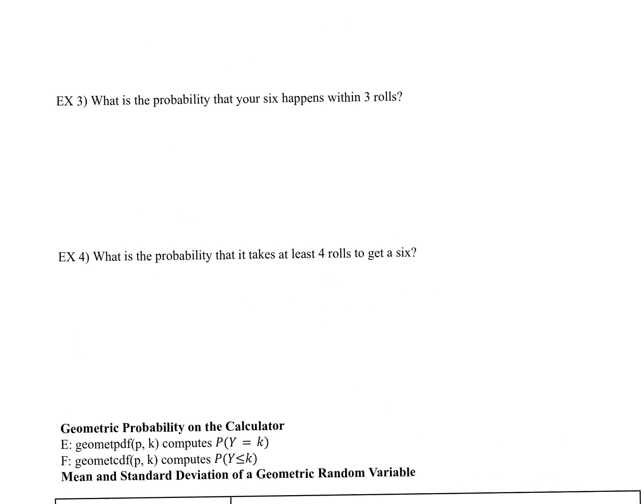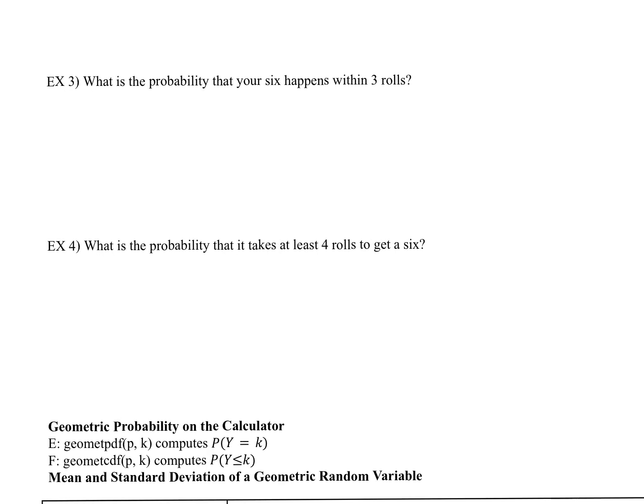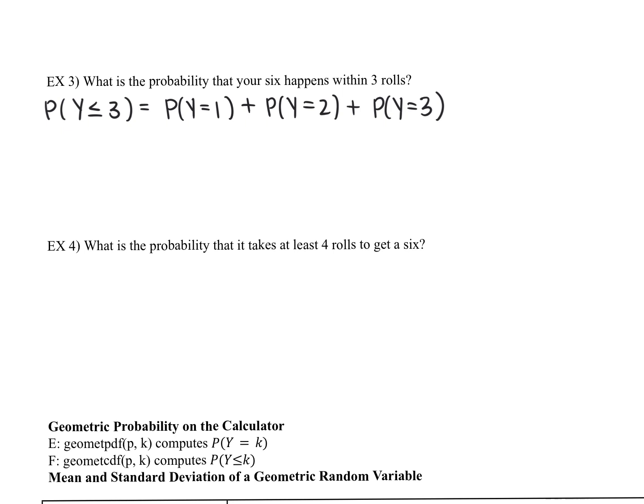So let's talk about an inequality with a geometric distribution. What is the probability that your 6 happens within 3 rolls? So that's the probability that your success, y, is less than or equal to 3. That means it could happen on the first roll, the second roll, or the third roll. This one's easy enough to do.